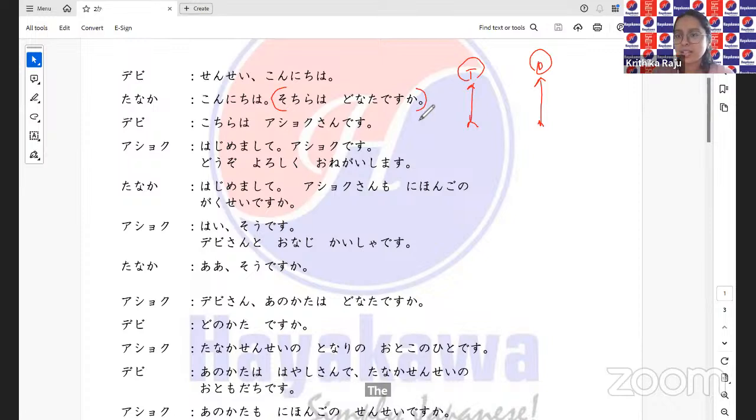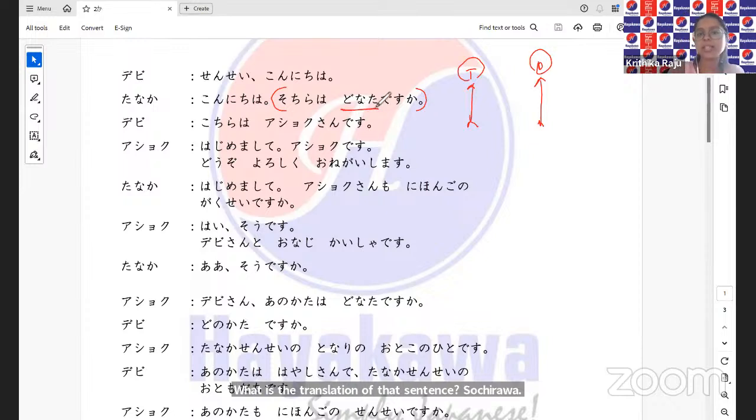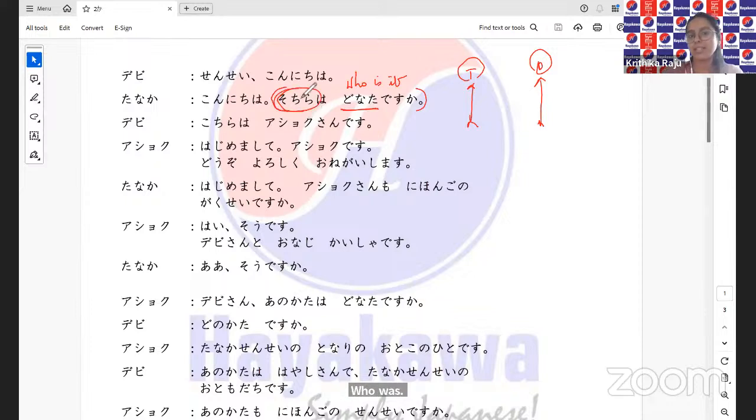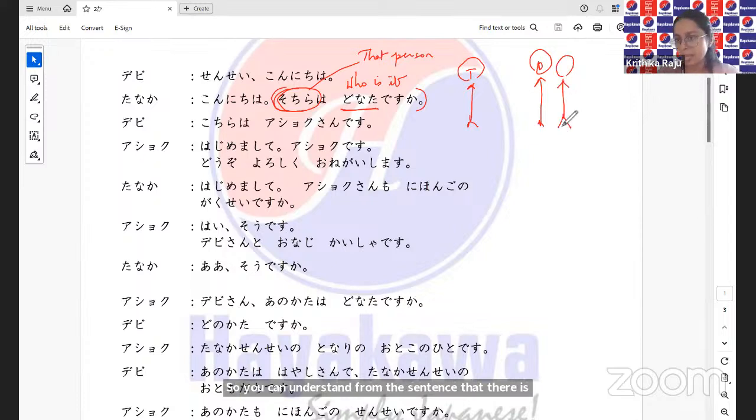What is the translation of that sentence? Sochira wa donata desu ka? What is the meaning of donata? Who is it? Sochira translates to that person. So you can understand from the sentence that there is somebody standing next to Devi. So Tanaka looks at that person and refers to them as Sochira, that person next to you.